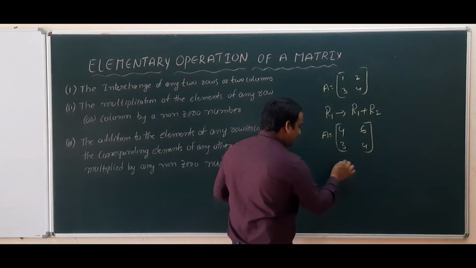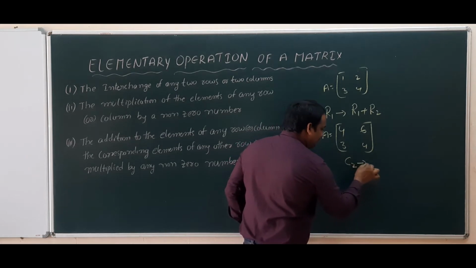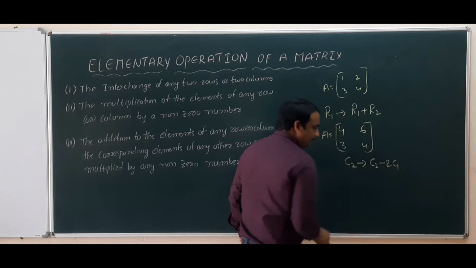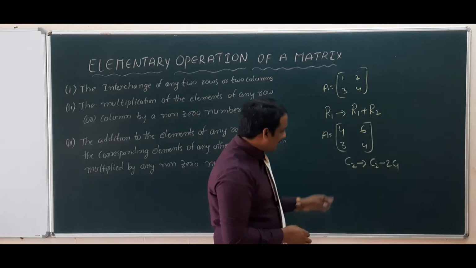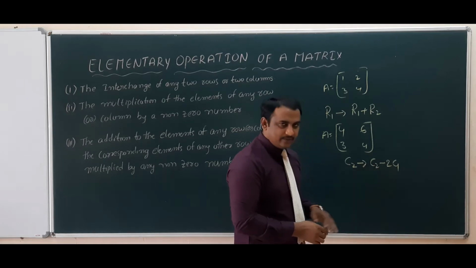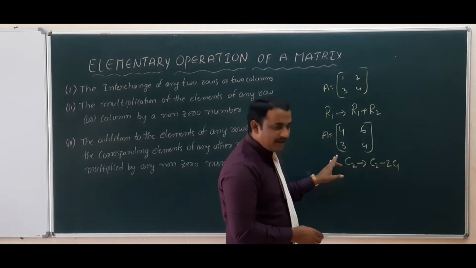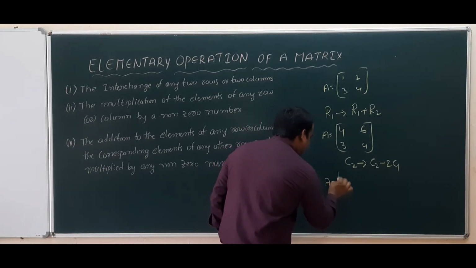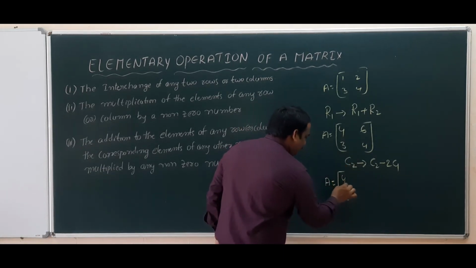Next one more example here. C2 implies C2 minus 2 into C1. Once again, condition C2 implies C2 minus 2 into C1. That means here I have not written any condition on C1. Directly you can write here C1. C1 meaning is column 1. Now I am writing here 4, 3.